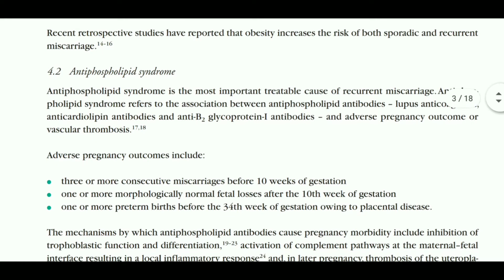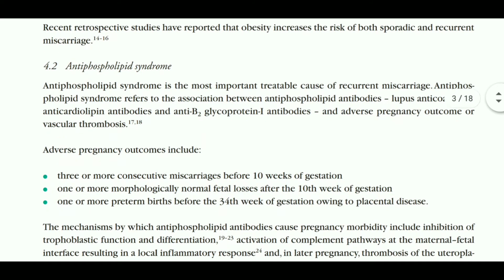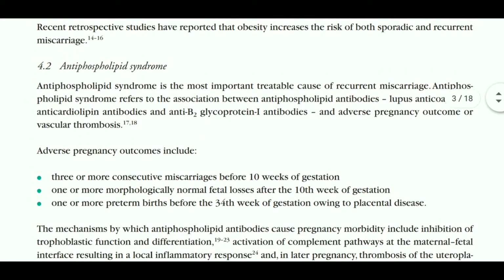Okay, and what can be the adverse pregnancy outcome in a patient with APLS? The adverse outcomes include 3 or more recurrent miscarriages before 10 weeks of gestation, 1 or more morphologically normal fetus after 10 weeks of gestation, and 1 or more preterm birth before 34 weeks of gestation owing to placental disease.